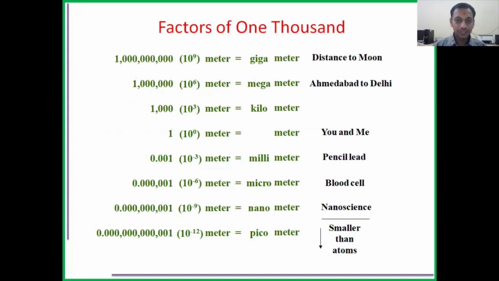I'm not physically there to take the lecture, but if I were there physically, the distance between me and my colleagues sitting in the class would be around 1 meter. So that is you and me. Then millimeter, you can see pencil lead size. Then micrometer size, blood cell. And here is the nanometer, 10 to minus 9 meter, and that is what we are talking about for nanoscience. And picometer, 10 to minus 12 meter.